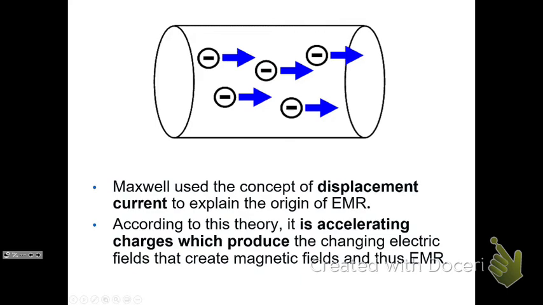Okay, Maxwell used the concept of displacement current to explain the origin of electromagnetic radiation. This one is important right here, okay? Make sure we know this. According to his theory, it is accelerating charges which produce the changing electric fields, which create magnetic fields, which creates EMR, okay? That is very important. This is how EMR is produced. Accelerating charges producing changing electric fields, which create magnetic fields, okay?